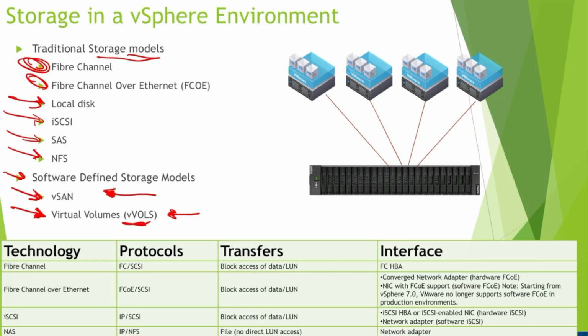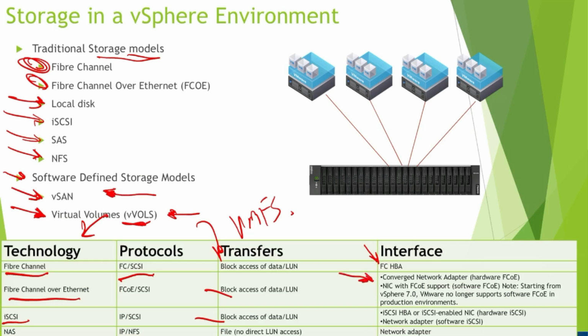When we talk about the technology, you've got a little chart here. For Fibre Channel, we have the SCSI protocol inside Fibre Channel, and the transfer is block access. Fibre Channel over Ethernet and iSCSI are all block access. It means you're formatting the disk, usually with the VMware file system. The interface will be a Fibre Channel host bus adapter. For Fibre Channel over Ethernet, it would be a hardware Fibre Channel over Ethernet adapter, or we can actually do software Fibre Channel over Ethernet, but apparently that's going to be deprecated.